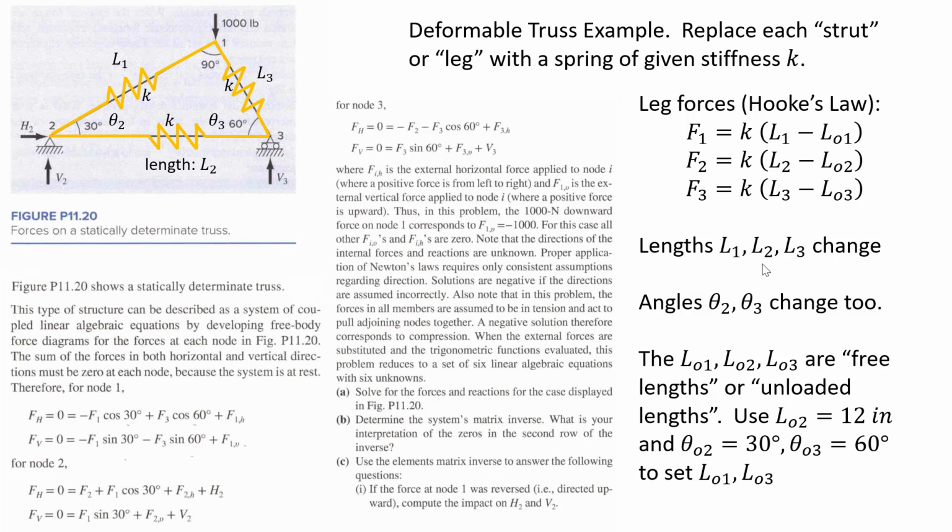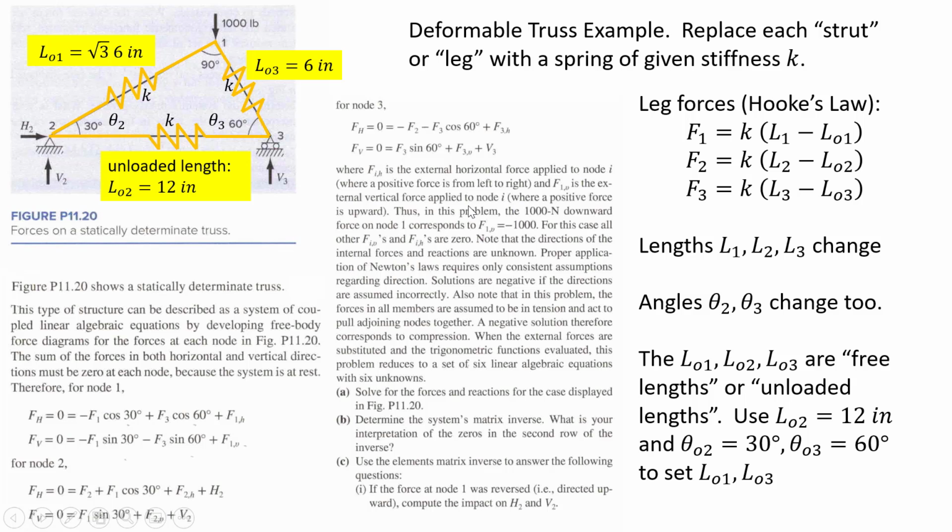So the lengths L1, L2, and L3 change. And the angles change too. The theta 2, theta 3, they will also change. The L naughts, 1, 2, 3, those are free lengths or unloaded lengths, and I'm going to assign some values for them. I'm going to say my L naught 2 is going to be 12 inches. And then I'm going to use the 30, 60, 90 as the unloaded configuration. So using a 30, 60, 90 triangle, I can easily get my free lengths for the other 2 struts or legs. So I can get L naught 3, for example, is 6 inches from just that.